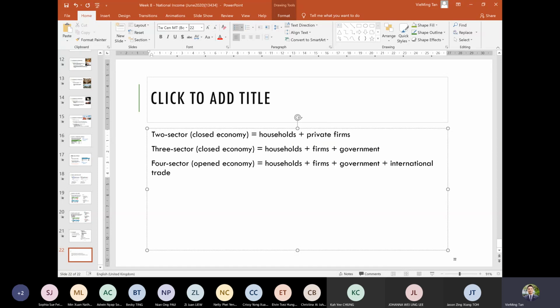So am I answering your question? I think just now there was one question, a doubt on the fourth sector. The fourth sector is also called an open economy, which involves international trade. That means it involves export and import. Any other question besides this one? Good question. Any other question that you'd like to ask?